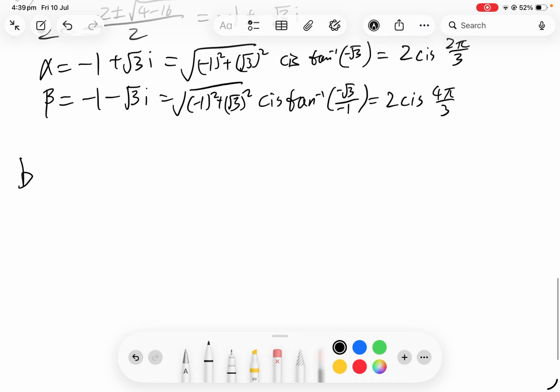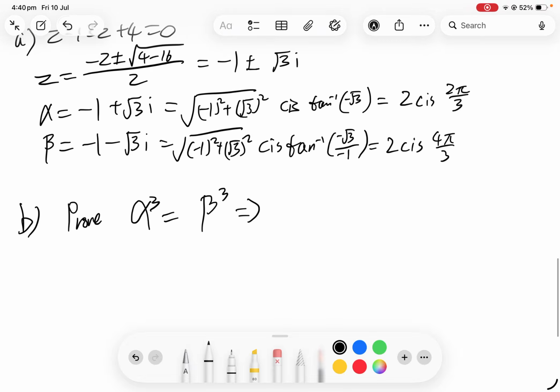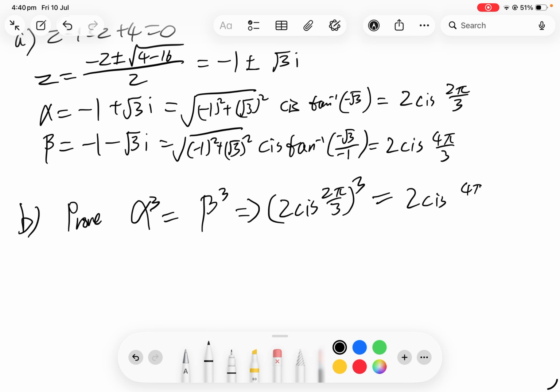And for part B of this question, it says, show that alpha cubed equals beta cubed. So basically prove alpha cubed equals beta cubed. And that is just because it was putting things to the power of things. So we're using the polar form, which makes it easier. So basically it's 2 cis 2 pi on 3 equals 2 cis 4 pi on 3.